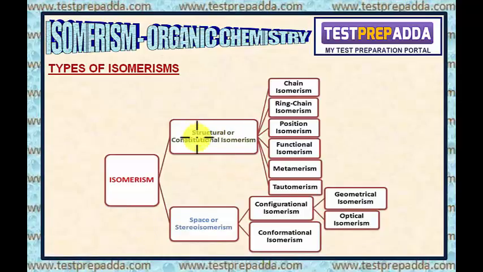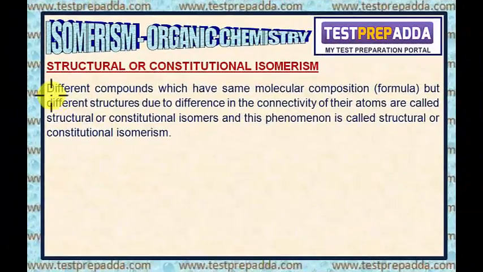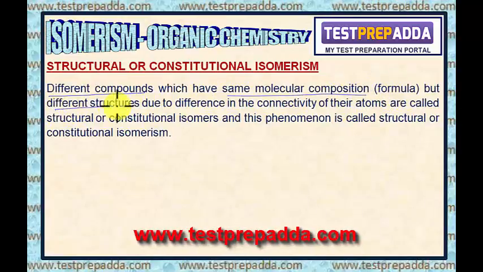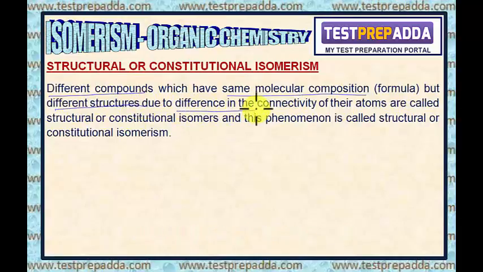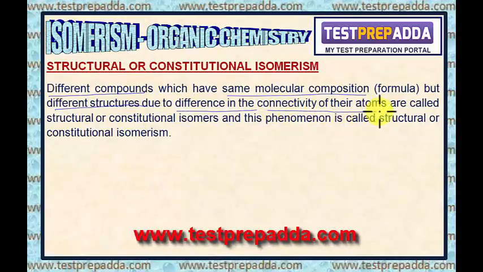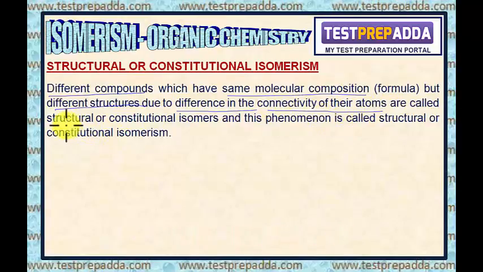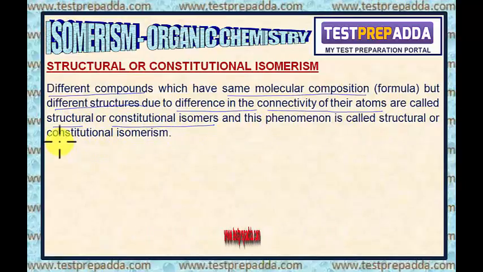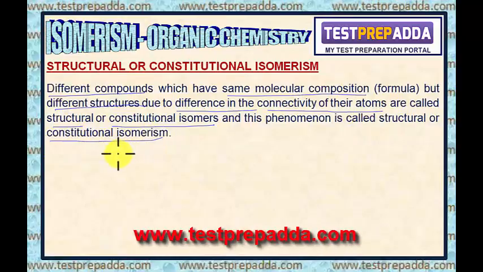First, I'll start with structural isomerism and its parts. So, what is structural isomerism? The definition says: different compounds which have the same molecular composition or formula but different structures due to difference in the connectivity of their atoms are called structural or constitutional isomers, and this phenomenon is called structural or constitutional isomerism.